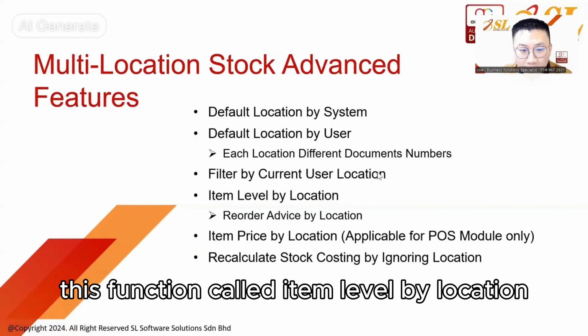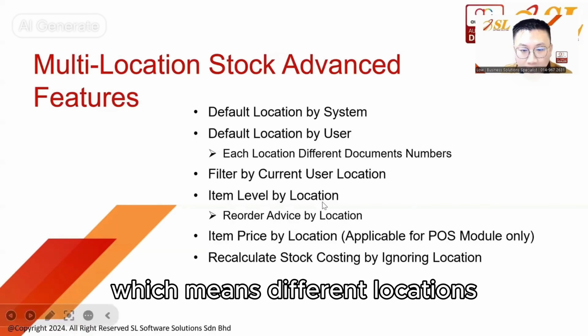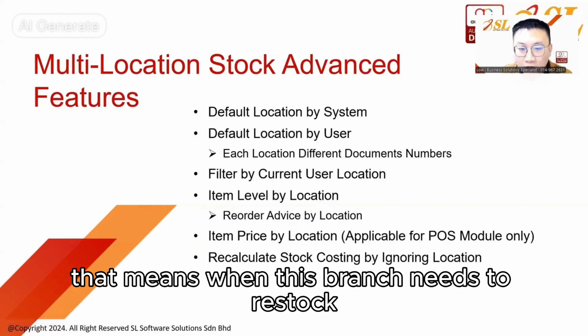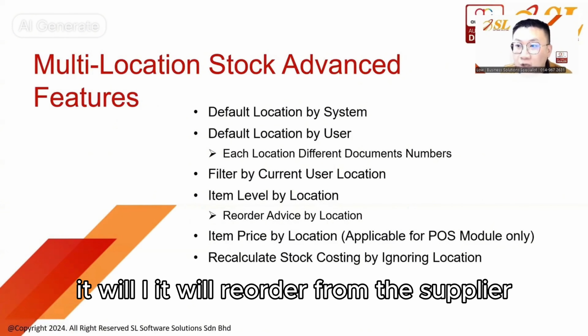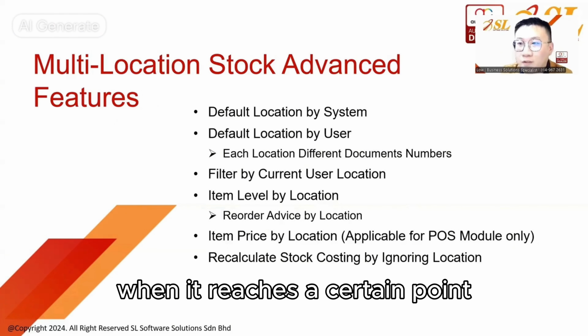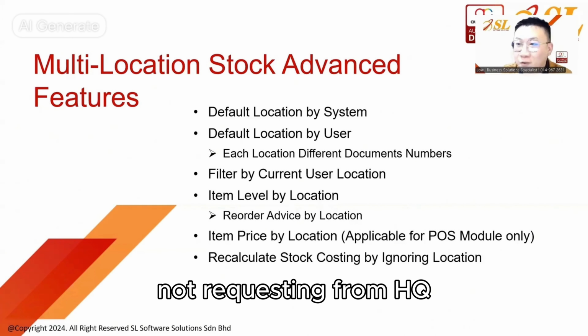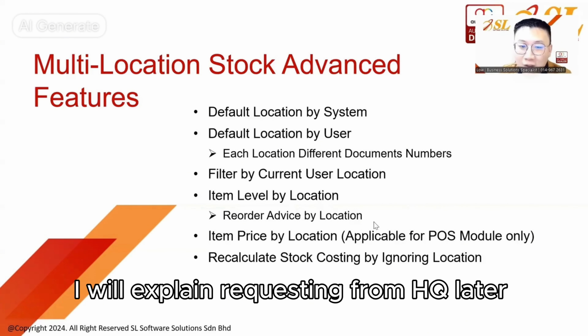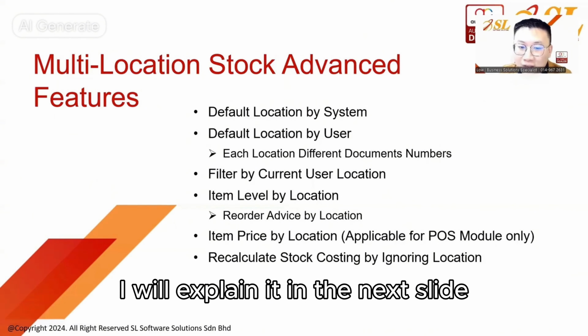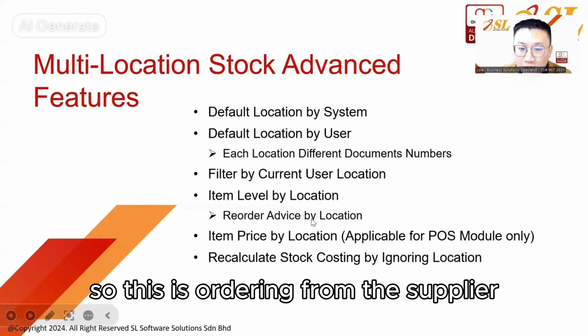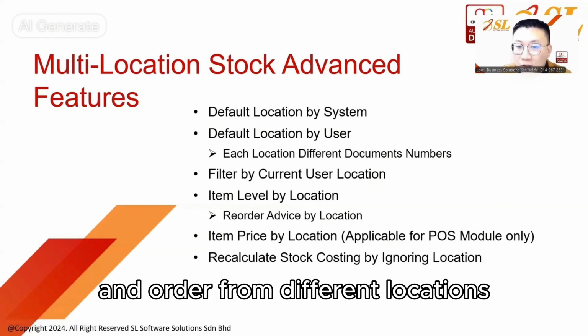Next, we will explain this function called item level by location, which means different locations have different reorder levels. That means when this branch needs to restock, it will reorder from the supplier when it reaches a certain point. So this is ordering from the supplier, not requesting from HQ. I will explain requesting from HQ later, in the next slide. So this is ordering from the supplier. So we can set different levels and order from different locations.